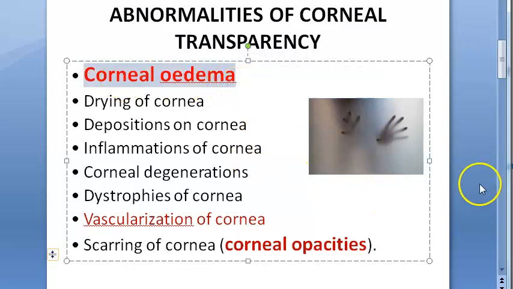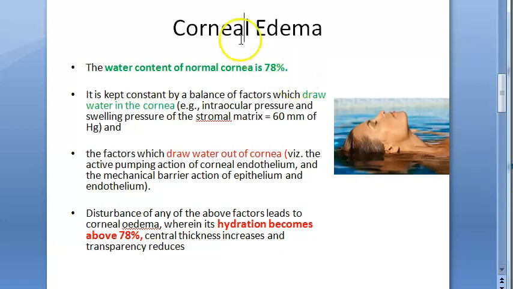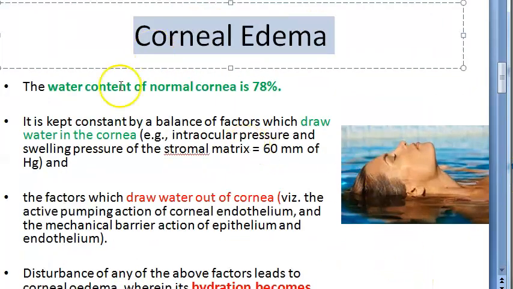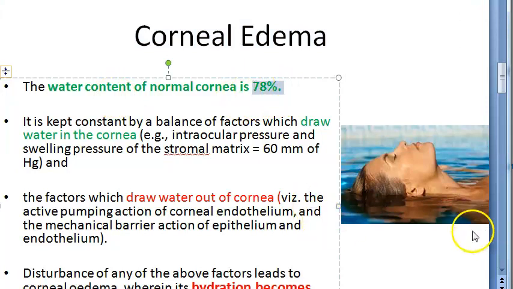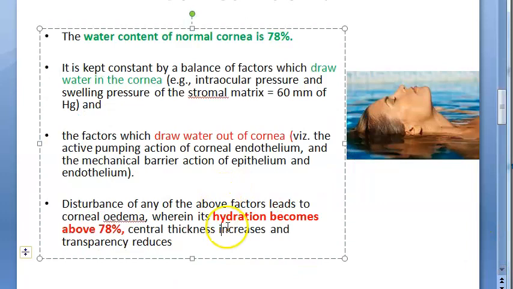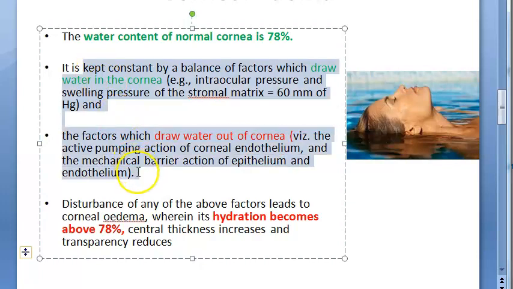So you have understood why cornea can lose its transparency. In that, one of them is corneal edema. So corneal edema, let us look at this. The normal water content of cornea is 78%. So edema, how are they defining? Here they are saying whenever the hydration becomes above 78%, they are calling it as corneal edema. Basically, what keeps the water in the cornea and what removes the water out of the cornea. These two, if you know, you can understand that some balance will get lost.